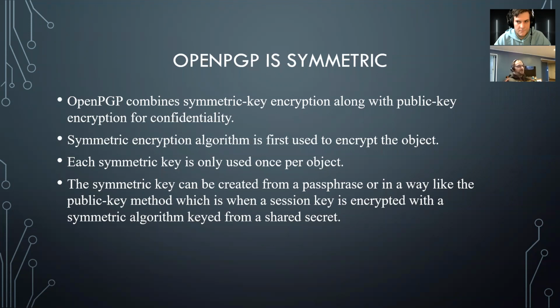OpenPGP is symmetric, not asymmetric. OpenPGP combines a symmetric key along with a public key for confidentiality. The encryption algorithm is first used to encrypt the object. Each symmetric key is only used once per object. The symmetric key can be created from a passphrase or in a way like the public key method, which is when a session key is encrypted with a symmetric algorithm keyed from a shared secret.